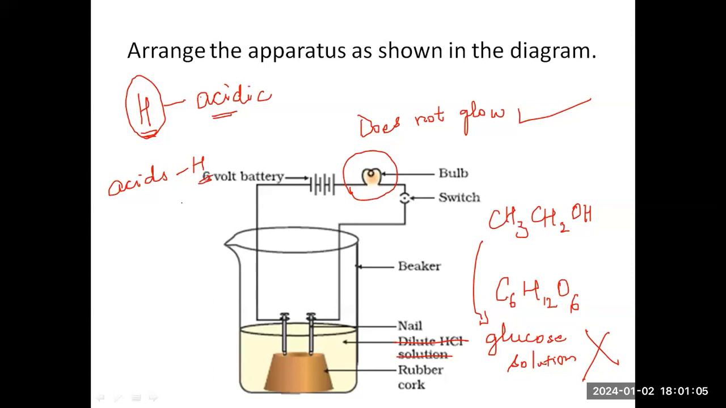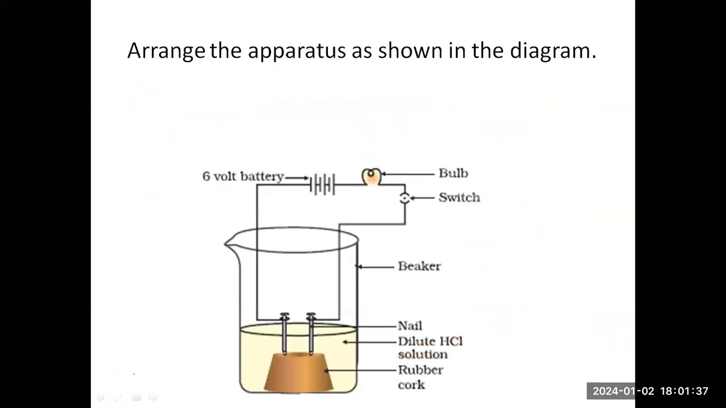Right? So another question that they can ask you here is, show or write an activity to prove that all the substances which contain hydrogen are not acidic. So the same example you can take here for glucose and ethanol. You can draw the diagram as shown here, and then you can write, with the glucose solution or ethanol solution, the bulb is not glowing, indicating these are not good conductors. So they don't behave like acids, right?